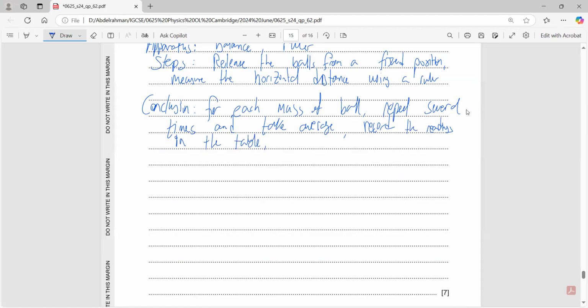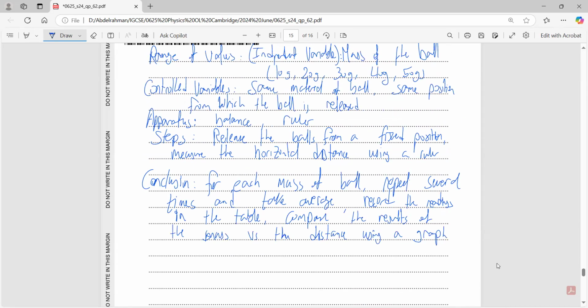When you record the readings in the table, you can compare the results of the mass versus the distance using a graph. Okay, and that's all.